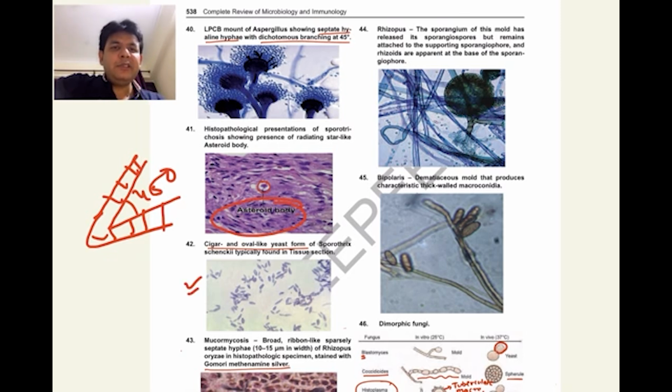Okay. Asteroid bodies are seen in sporotrichosis, which is also termed rose gardener's disease. Another thing observed in sporotrichosis is cigar or bundle shape, oval-like yeast forms, cigar-shaped yeast cells, and flower-like sporulation is also observed here.